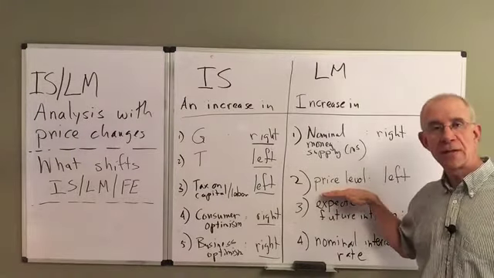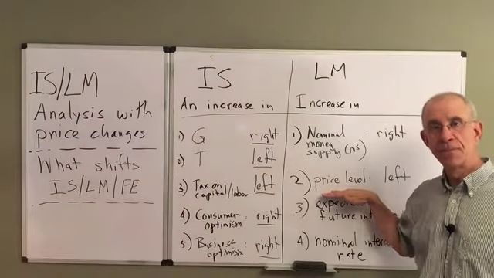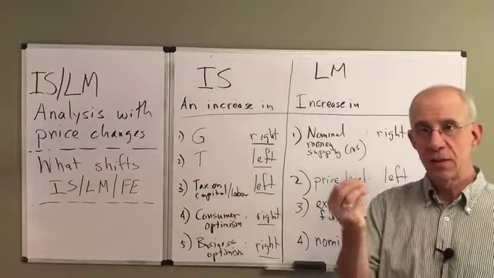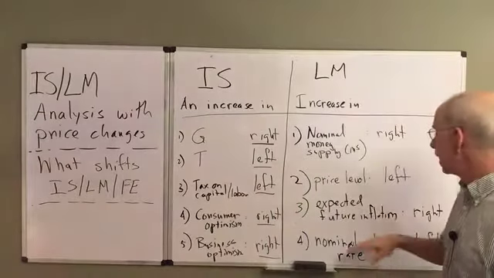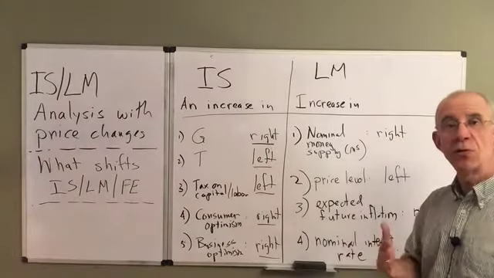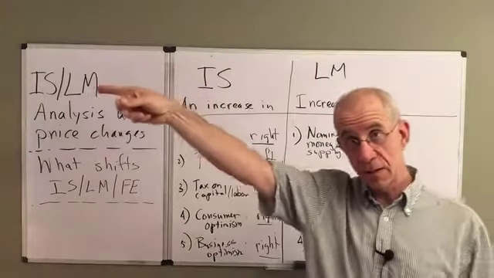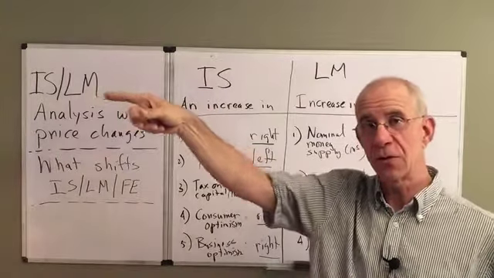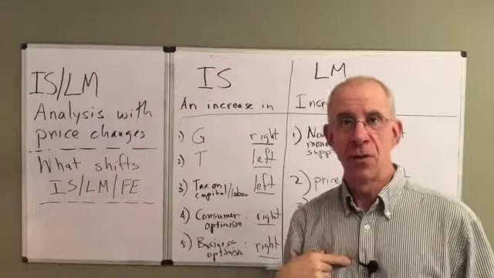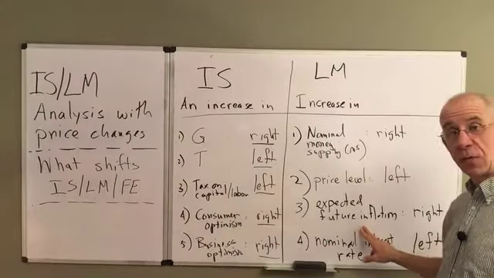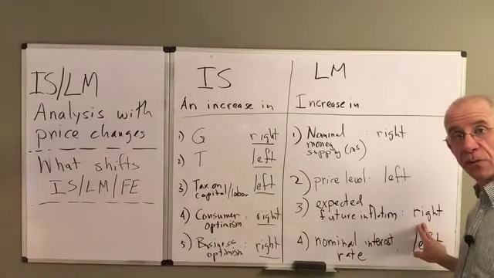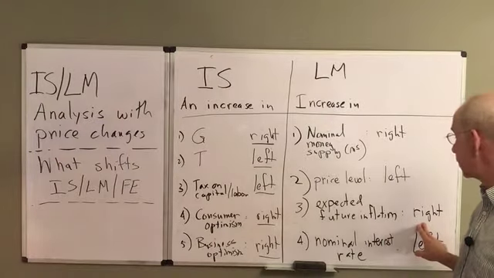If you have an increase in the current price level, that will reduce the real money supply, shifting the LM curve to the left. If we have expectations of future inflation, okay, we think inflation is going to increase in the future, that changes my desire to hold money today. An increase in expected future inflation will shift the LM curve to the right.